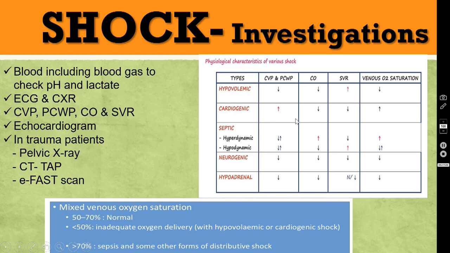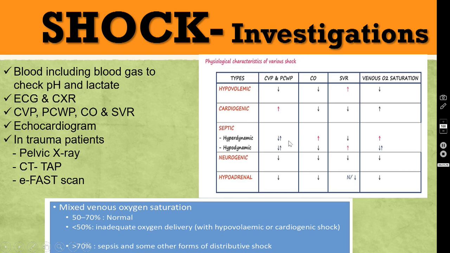But on the surgical side, we are dealing with mainly hypovolemic shock and septic shock. All other shocks, cardiogenic shock, will go to cardiologists. The neurogenic and hypoadrenal shocks will be dealt with by the internal medicine physician and usually not by the surgeons. Surgeons should know very well how to manage a hypovolemic shock and a septic shock.